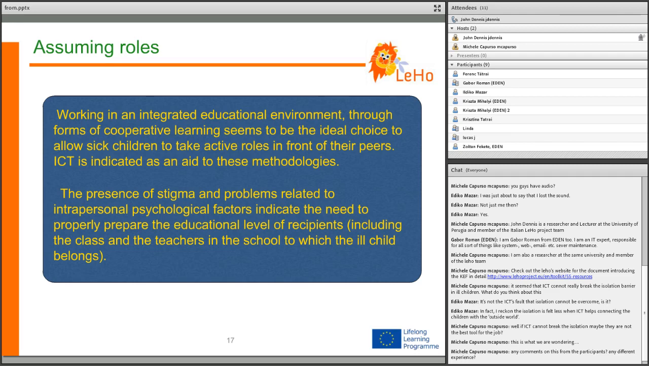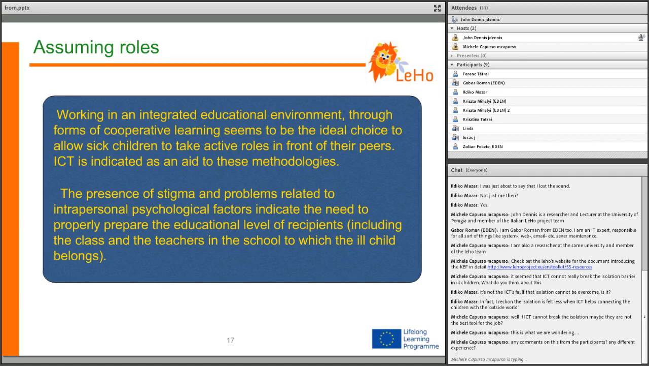The thing I wanted to say was that the presence of stigma and other problems related to interpersonal psychological factors indicates the need to properly prepare the education level of the recipients, including the class and teachers, to which the child with a medical condition belongs.